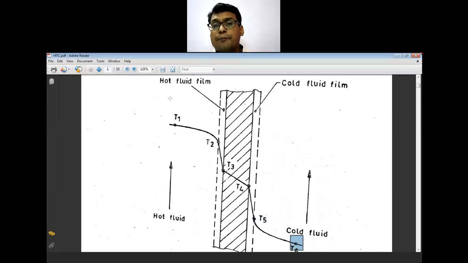One is the bulk temperature, second is the film temperature, third is the temperature on one side of the metal wall, fourth is the temperature on the other side of the metal wall, fifth is the second film temperature, and sixth is the bulk cold fluid temperature. Once these temperatures are understood, then it is easy to calculate the heat transfer coefficients.